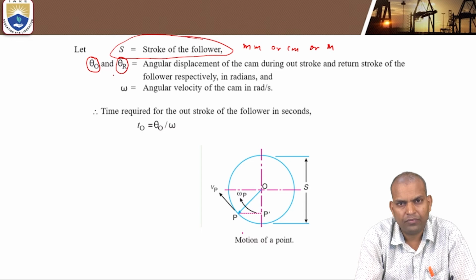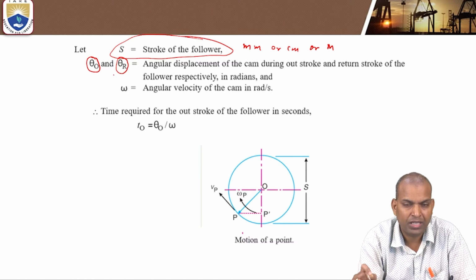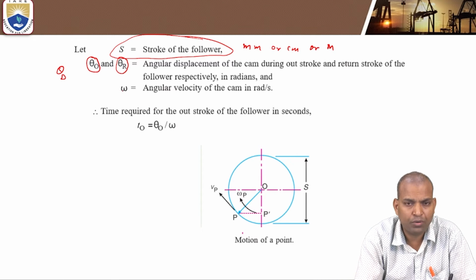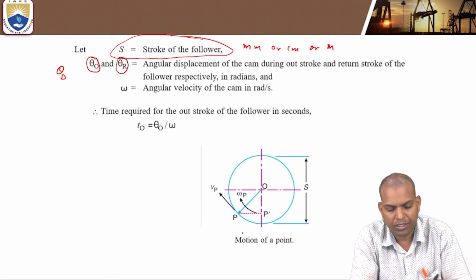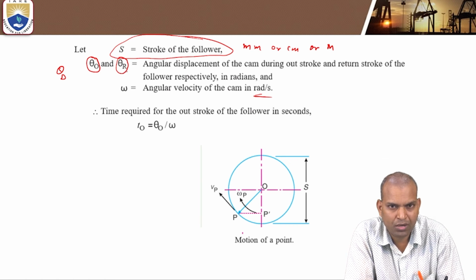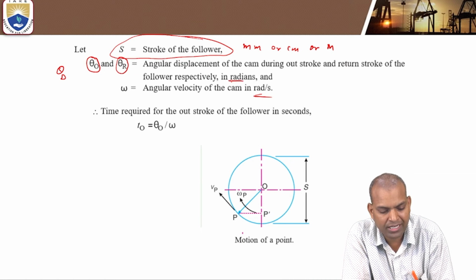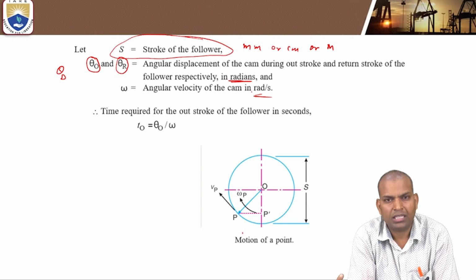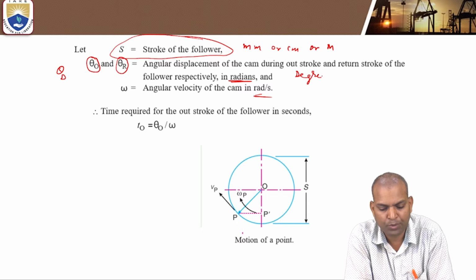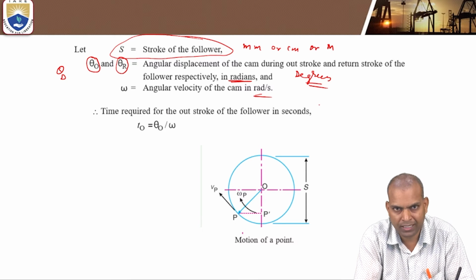In between, if the follower moves neither upwards nor downwards for a particular angle of rotation of the cam, that angle of rotation of the cam is known as dwell. Next, omega refers to the angular velocity of the cam in radians per second. Now, what are the units of theta O and theta R? It is in radians during calculation, but the angle of rotation is in degrees of the cam rotation while drawing the displacement diagram.